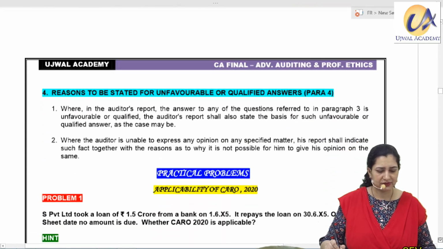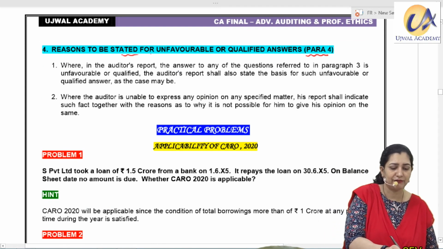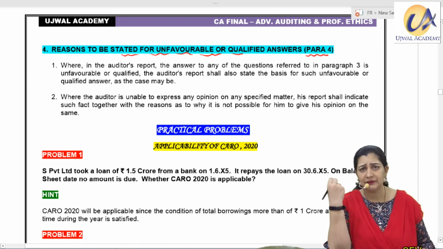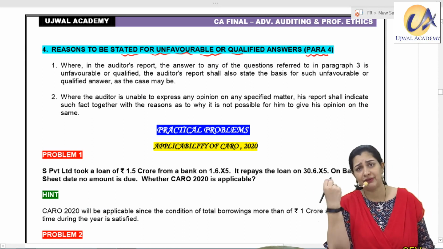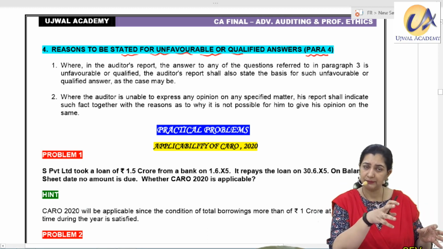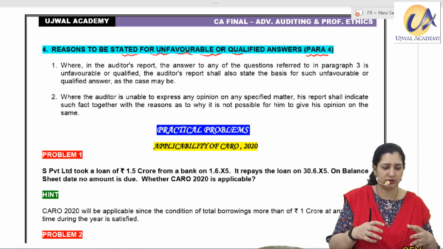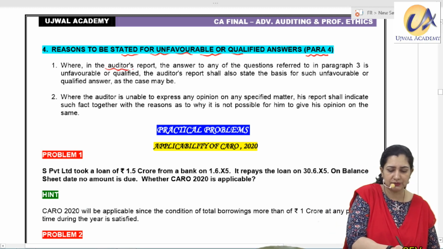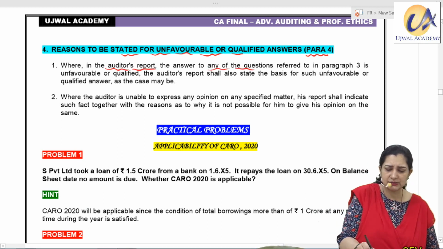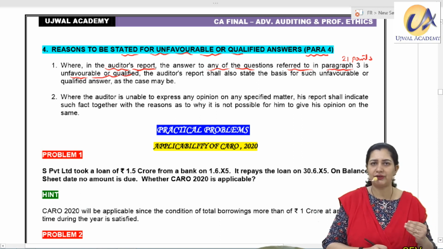And para 4 just says that if you're not satisfied with any of the above points, like in those 21 points, if you are having an unfavorable answer or you want to give a qualified opinion for a certain point, then you will have to give those points as per para 4. Okay. So if in the auditor's report, in any of the questions given in para 3, that is in your 21 points above, any of your answers is unfavorable, or you have a qualified answer.